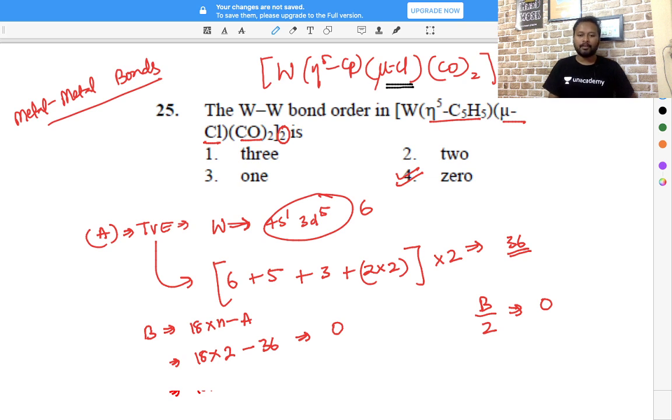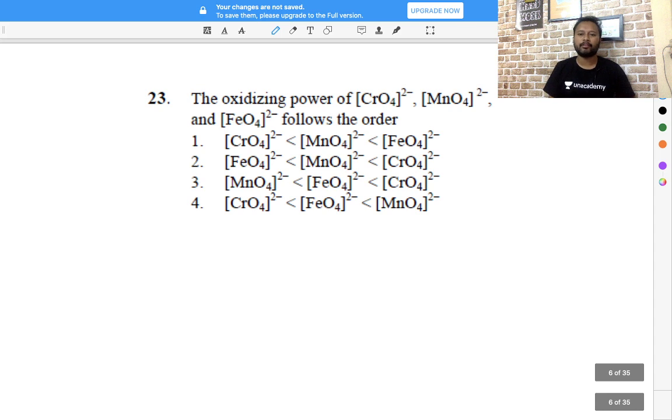Fine. Alright, so let's take the next one then. Over here it says the oxidizing power of these different oxides. So we have oxides given, and it is asked what is the oxidizing power of these oxides. Okay, so how will we do this? We are given CrO4 2 minus, MnO4 2 minus, and FeO4 2 minus, right?